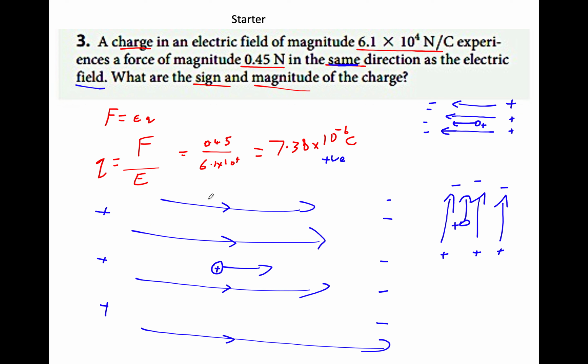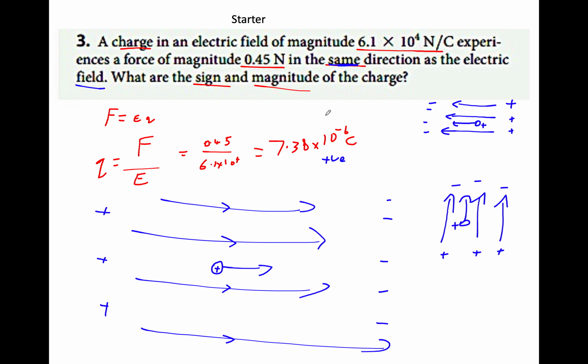Okay, we did a practice question together. We had a charge in a field with this magnitude. It feels a force like this in the same direction. That's important. What is the sign and magnitude? The easy part, magnitude. Let's calculate the magnitude. Q is F over E because we're trying to find the charge. The force 0.45 divided by 6.1, and you get the value here.